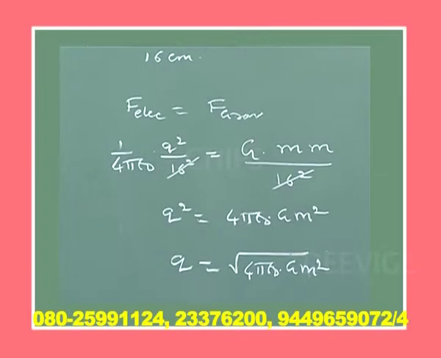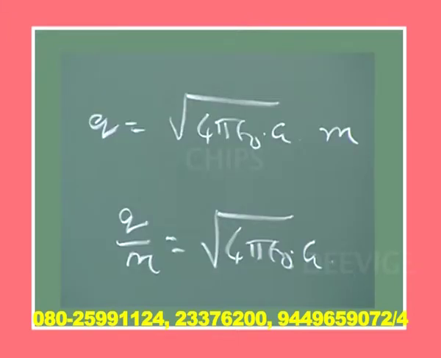They are asking to calculate the value of the q by m ratio. So q equals root of 4 pi epsilon naught into G, and root of m squared becomes m. Or q by m is equal to root of 4 pi epsilon naught into G. The answer is D, root of 4 pi epsilon naught into G.